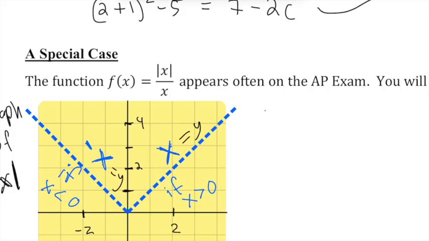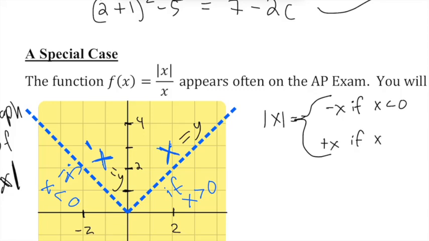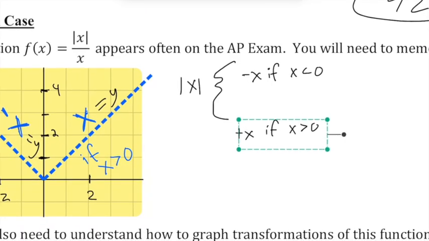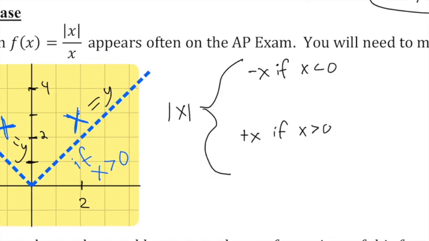So you can write absolute value of x as a piecewise function. You can say that it's negative x if x is less than 0, and it's positive x if x is bigger than 0. Because that's what absolute value is. It is a piecewise function. I don't remember if that is taught in pre-calc. Maybe it is, maybe it isn't. Okay, but anyway, so that is the absolute value of x.